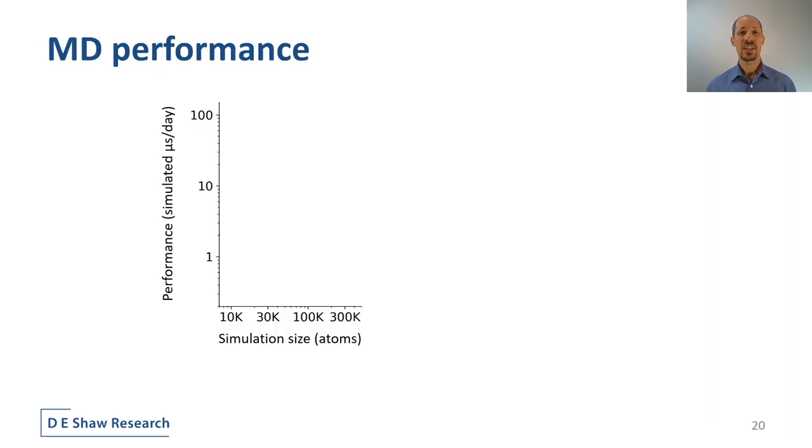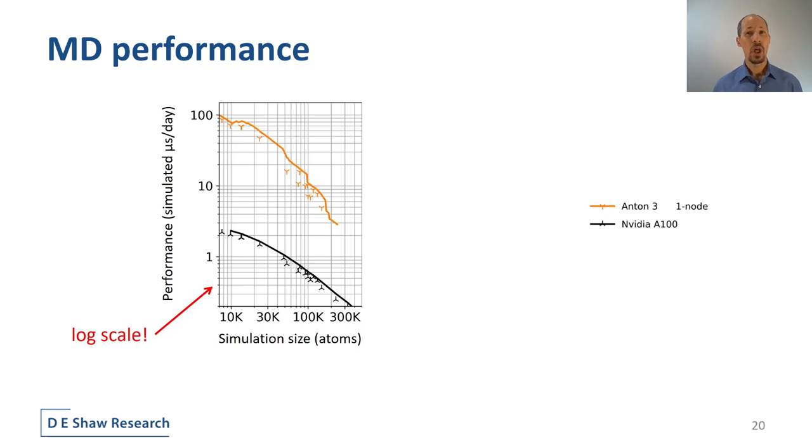So, how does Anton 3 perform? We express MD performance in microseconds of simulated time per day of wall clock time for simulations with varying numbers of atoms. Note that we have to use a log scale to make sensible performance comparisons, especially over the wide range of simulation sizes we support. Anton 3's highest performing competitor is an NVIDIA A100, a relatively late model GPU, running Desmond, our in-house optimized MD code. On a chip-for-chip basis, an Anton 3 is about 20 times faster than the A100. This is not to pick on NVIDIA. The A100 is a tremendously capable compute engine. Rather, this illustrates the tremendous benefit we achieve from specialization.